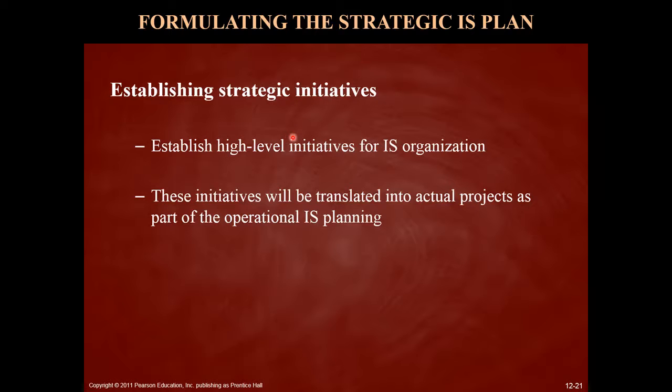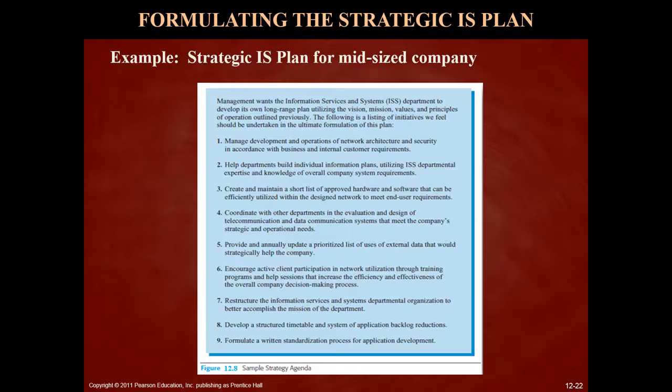Establishing strategic initiatives. So once you formulate mission, vision, goals, and objectives, you will also come up with the projects or strategic initiatives for the next 5 years that will be well aligned with the mission, that will help you to achieve your organizational vision, and more specifically will help you address the specific goals and objectives that you have formulated. And as I already mentioned, those strategic IS initiatives are translated into actual projects.